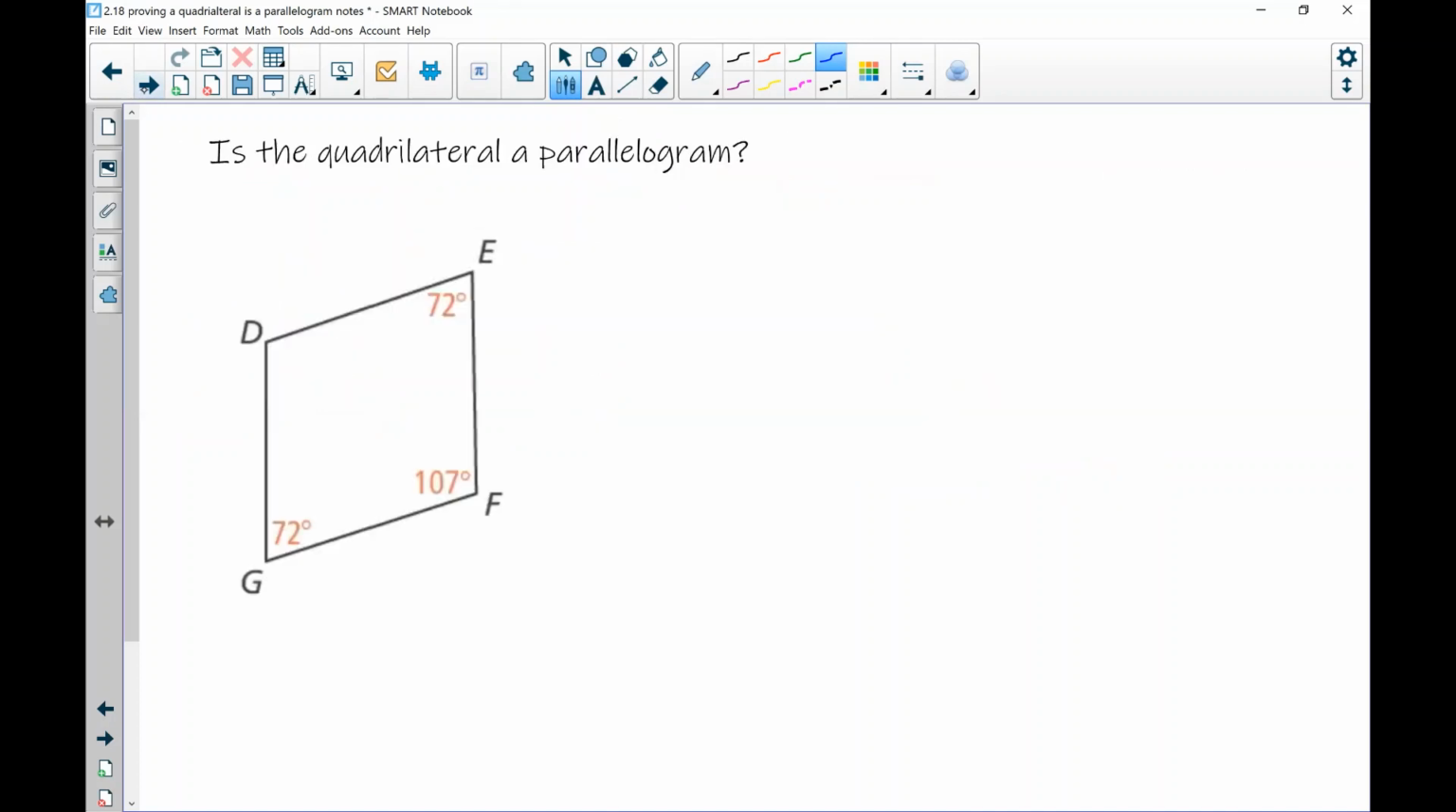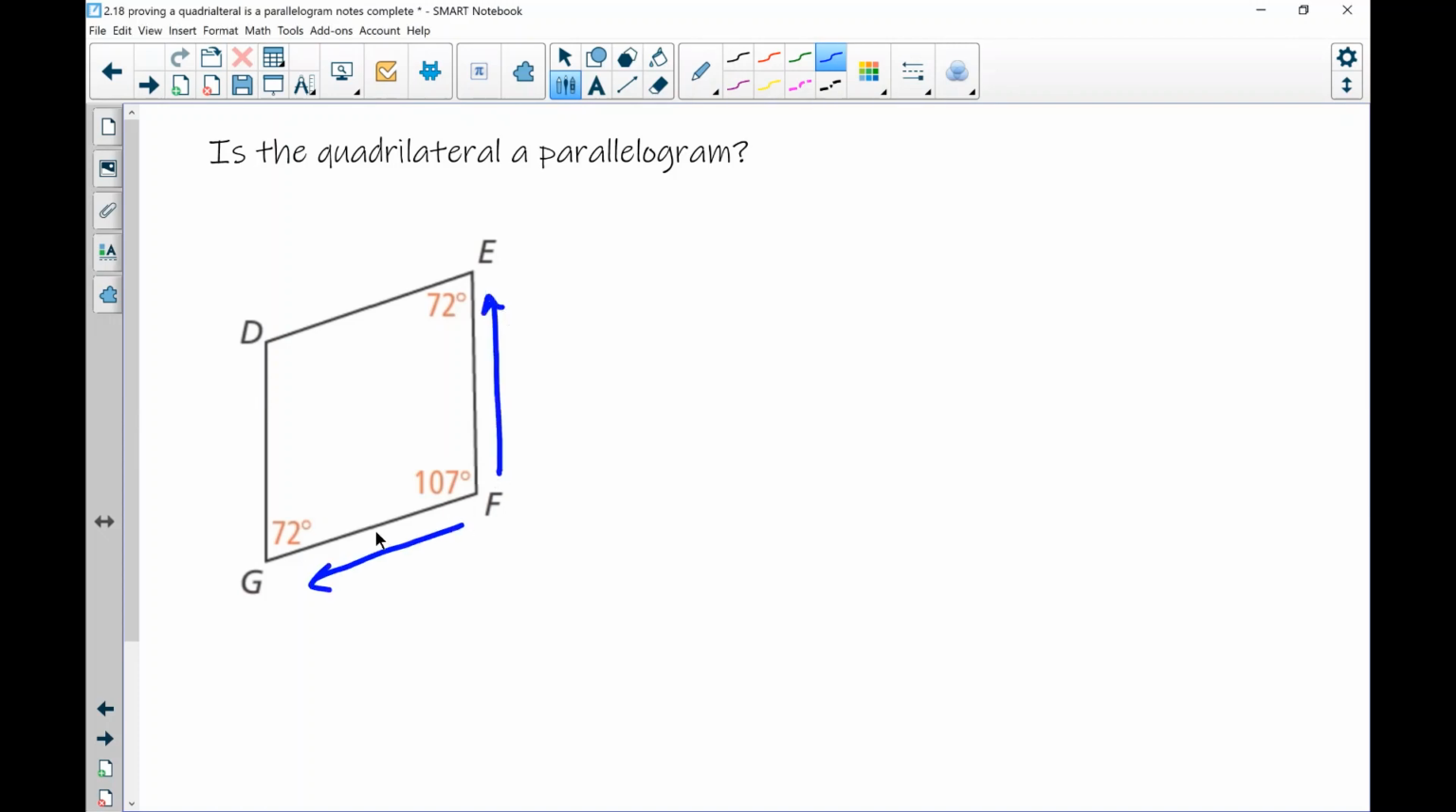Now we're going to do some examples. Our first example, they're asking, is the quadrilateral a parallelogram? We can see we're given two angles, and clearly these are consecutive angles. So we're supposed to show that our consecutive angles add up to 180.